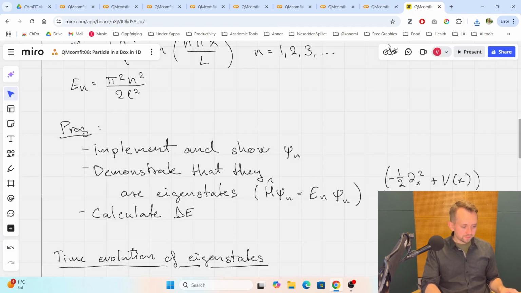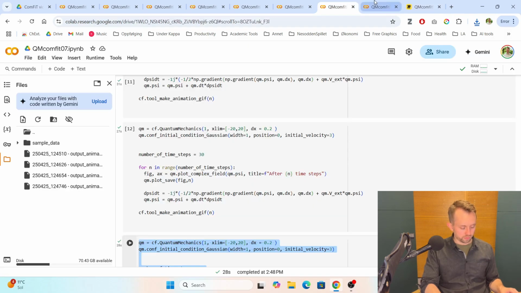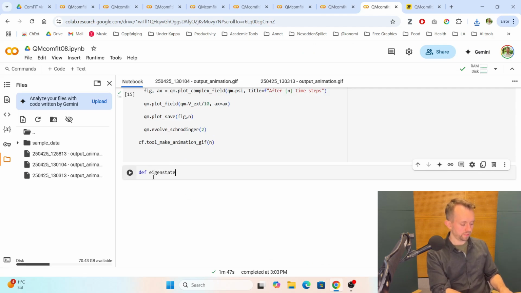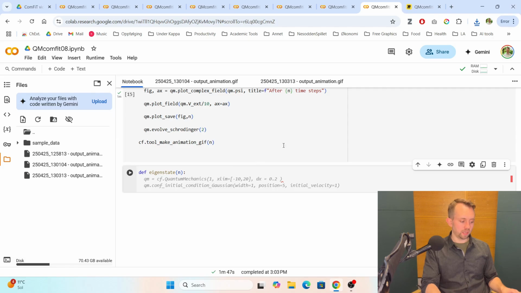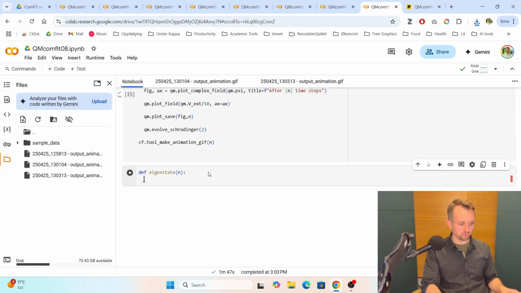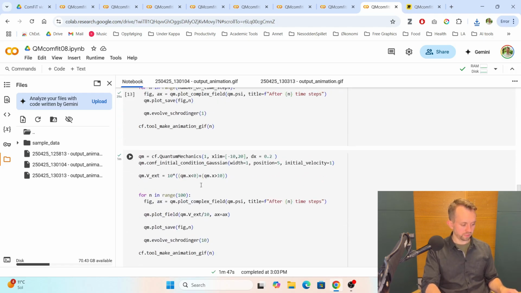All right, so let's start by implementing these eigenfunctions. So we're going to create a function, eigenstate of n, and it's going to be a function of n. And the function that we need to implement is this. L here is 10, right? Because the length of the box we've essentially set to be 10.